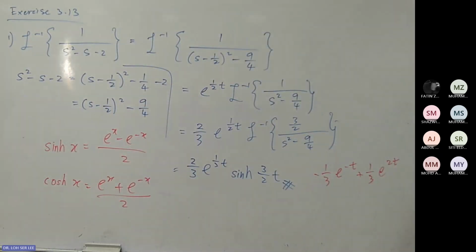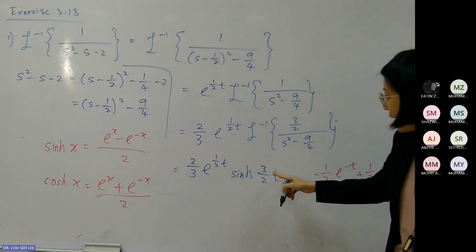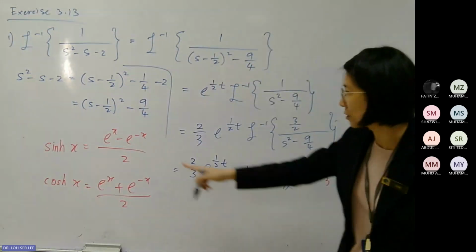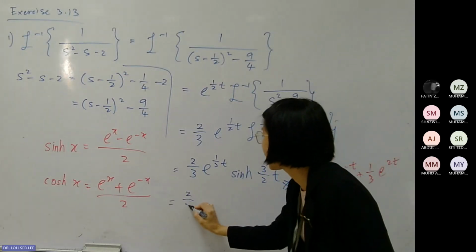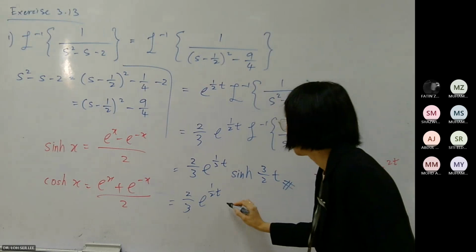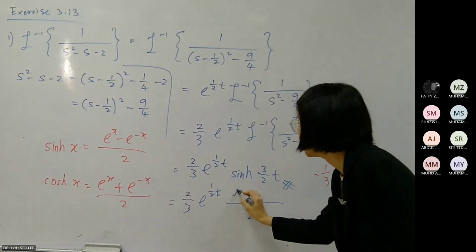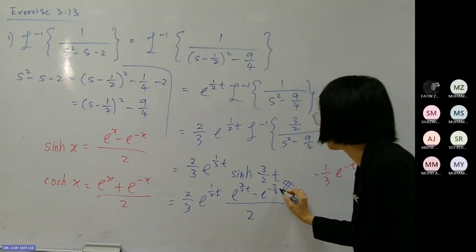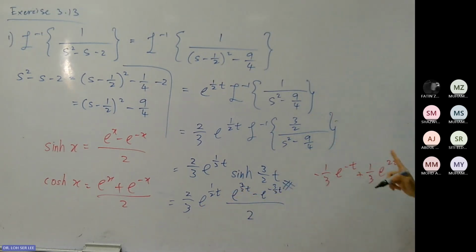So how to get this from here? You just substitute. Your hypersine 3/2 t, right? So you just change the x into 3/2 t. Let's say you want to check whether they are the same. This function will be changed into e to the 3/2 t minus e to the negative 3/2 t. So you just multiply, simplify, you get this. This one I leave it to you.